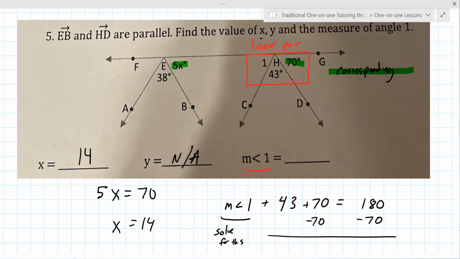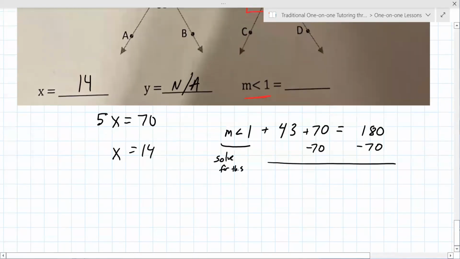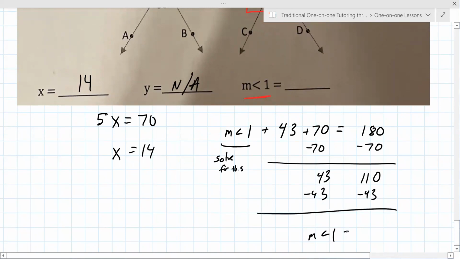67. So yeah, you got 110 and then you subtracted 43 from both sides. And yeah, the measure of angle 1 is 67 degrees. Perfect. Really good.